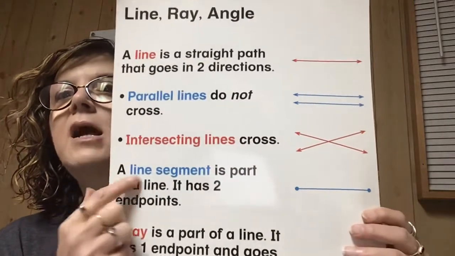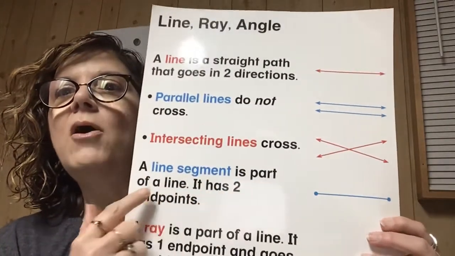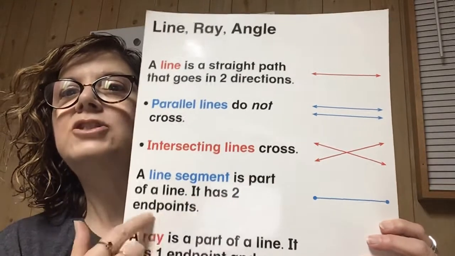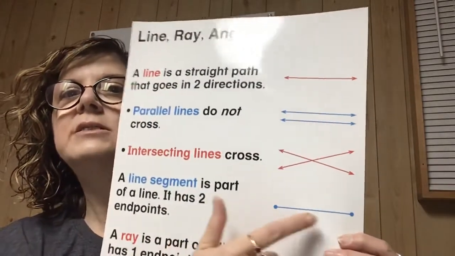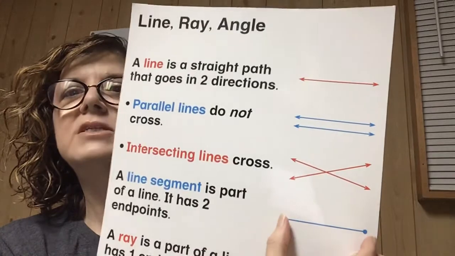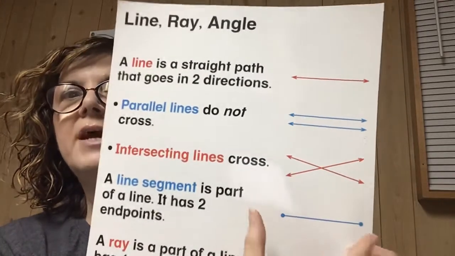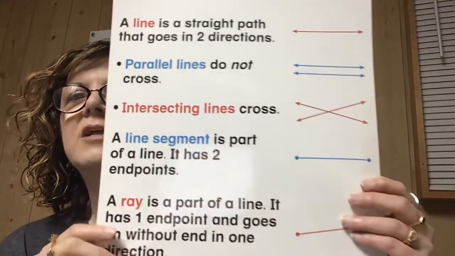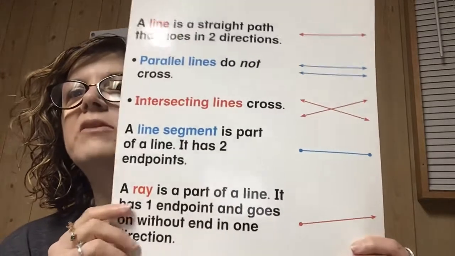Okay? Then a line segment is part of a line. It has two endpoints. So these dots are endpoints. So you could measure this and see how long it is. That is the length of a line segment. That's what they mean by line segment. It's only part of a line.